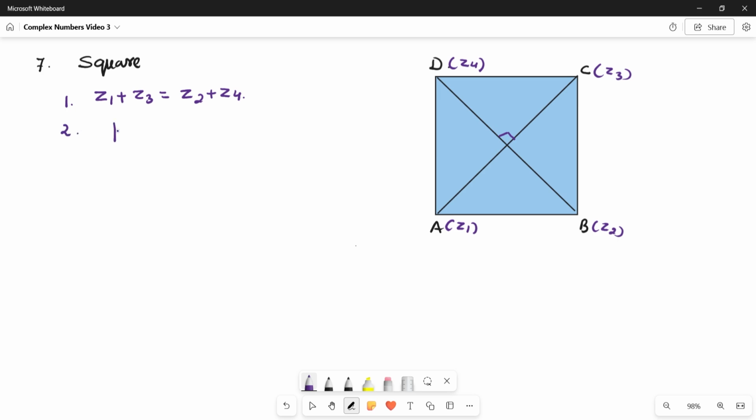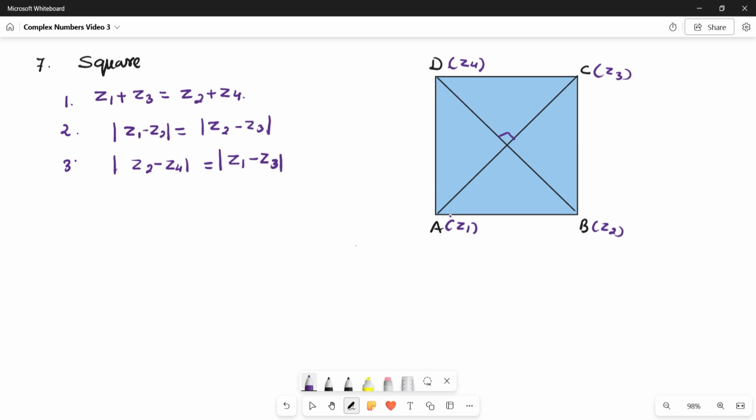Second, modulus of Z1 minus Z2 is equal to modulus of Z2 minus Z3. Third, modulus of Z2 minus Z4 equal to modulus of Z1 minus Z3.